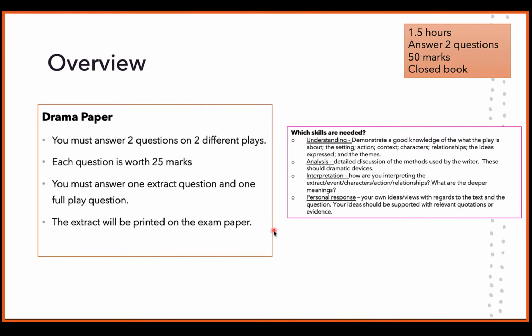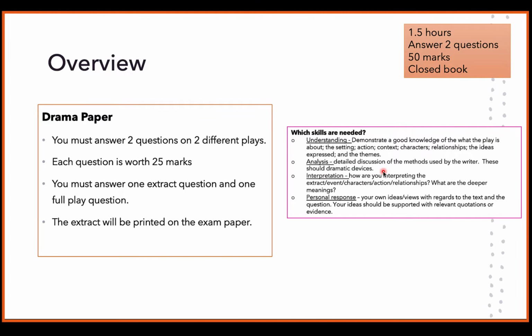Okay, now what skills do you need for this entire paper? So you need to show that you've got a good understanding of the play, so what's it about, the setting, and the action that happens, the context, the characters, relationships, how these progress and develop, the different ideas expressed, the themes.